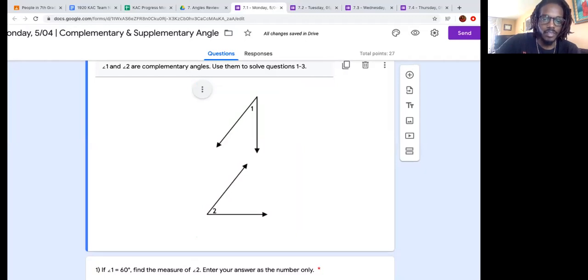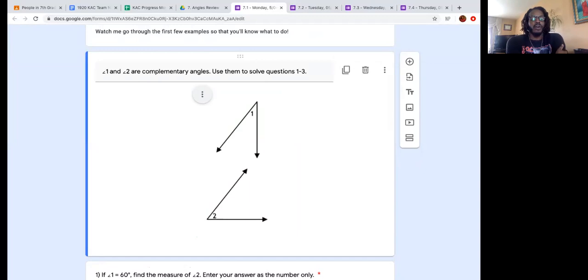Okay, here we go. Angle one and angle two are complementary angles, which means that when you add angle one and two together, they're going to total 90 degrees. We're going to use this information to solve questions one through three. If angle one is 60 degrees, find the measure of angle two.